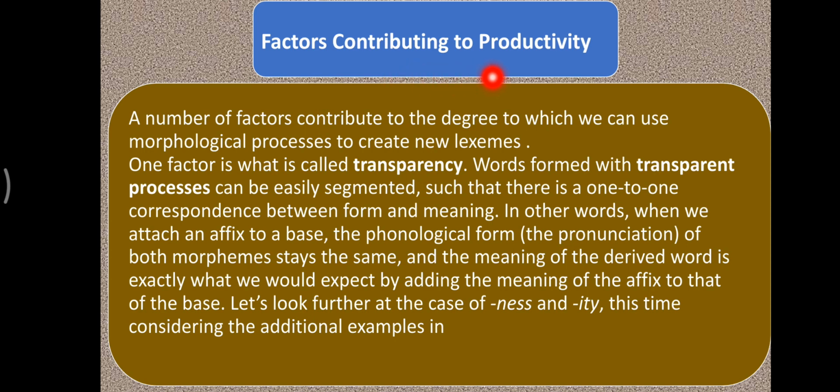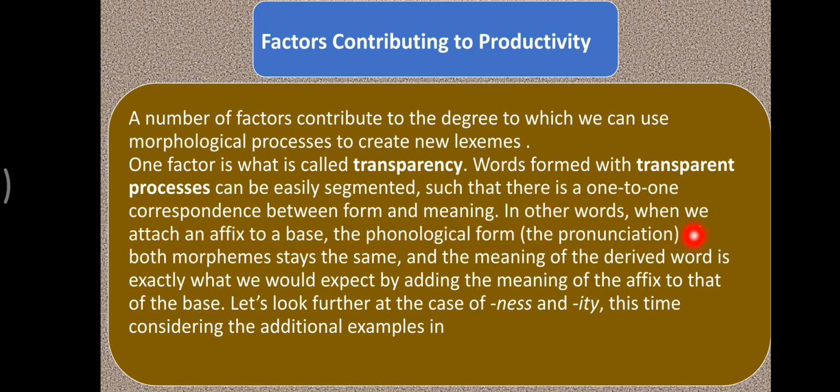Factors contributing to productivity. What are the factors? A number of factors contribute to the degree to which we can use morphological processes to create new lexemes. One factor is what is called transparency. Words formed with transparent processes can be easily segmented, such that there is a one-to-one correspondence between form and meaning.